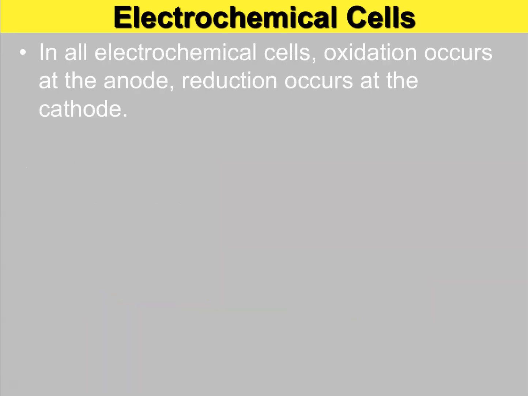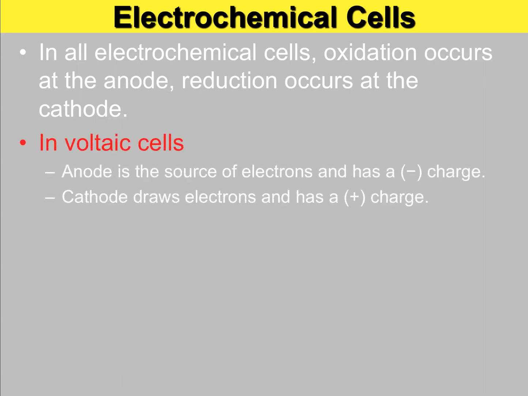So, in all electrochemical cells, oxidation is always the anode, reduction is always the cathode. That doesn't change. In voltaic cells, we know the anode is the source of electrons and has a negative charge. The cathode draws those electrons and has a positive charge. Just like the battery, the little cells we have seen the whole time. The anode was on the left, the cathode was on the right, where the negative and the positive were. Remember, voltaic and galvanic are the same thing.